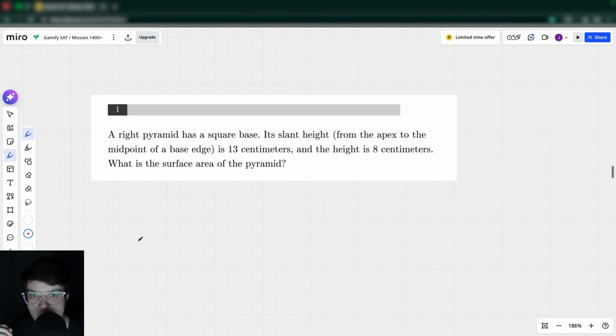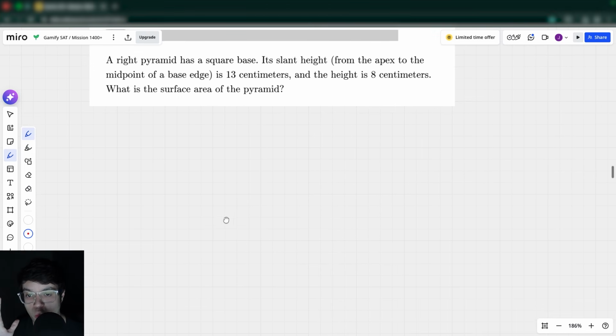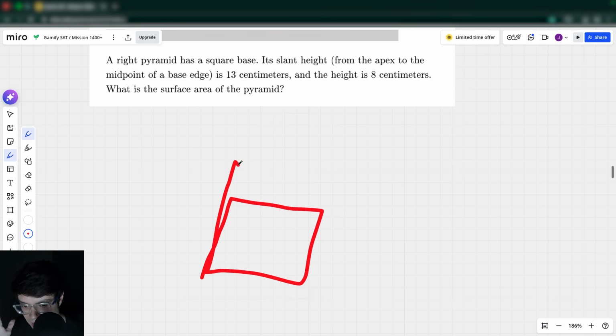Real quick, I want to show you this pyramid problem just because this is a problem type that a lot of people really get confused on when they learn about area and volume for the first time. So just to go over this, let's say we have a right pyramid with a square base. When they say that, that means they have a pyramid like this. And when you have the base, all sides of the base must be the exact same as one another.